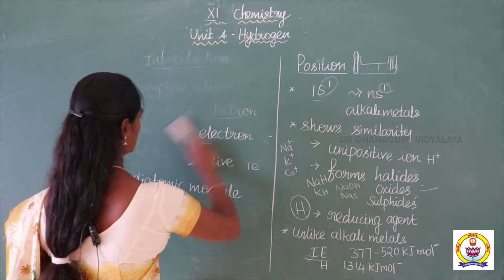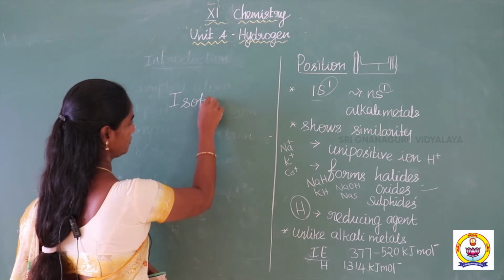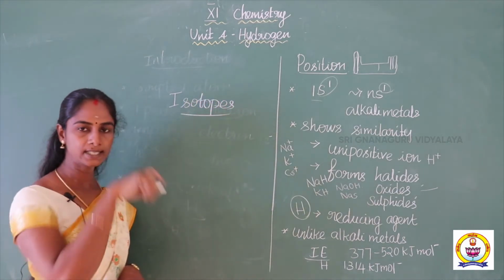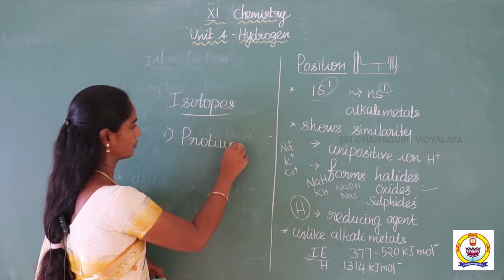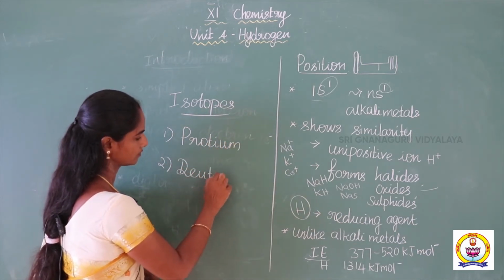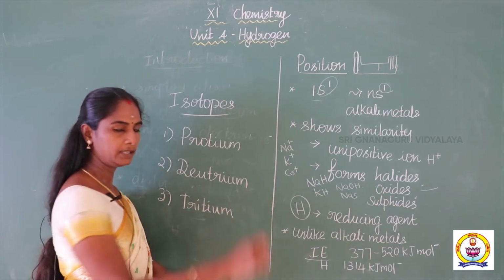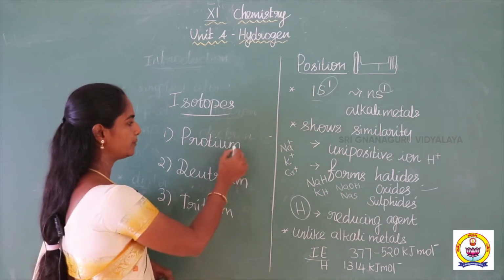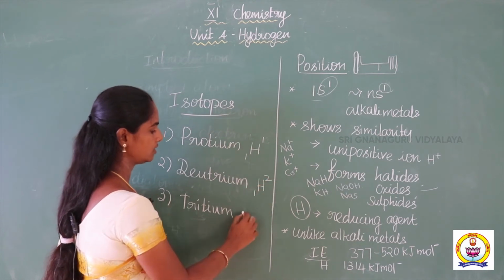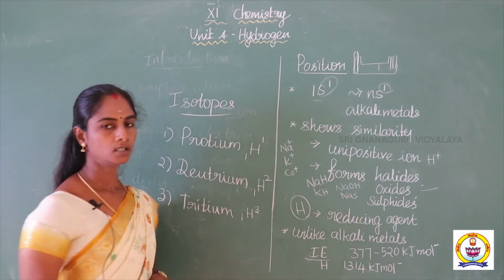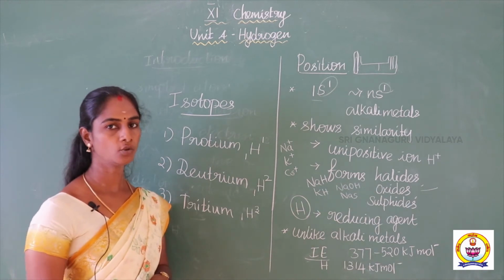Next, we are going to see about isotopes of hydrogen. So, what is that? Hydrogen oda isotopes பத்தி பார்க்கலாம். Isotopes of hydrogen exist as 3 different isotopic forms. Okay, so these are protium, deuterium, and tritium. So these are the 3 different isotopic forms of hydrogen. Okay, so idhula protium oda hydrogen pathina it is denoted this way, and deuterium this way, and tritium this way. Like this we denote protium, deuterium and tritium.